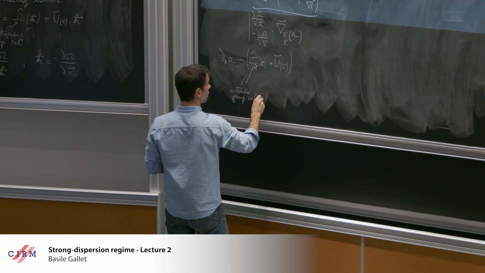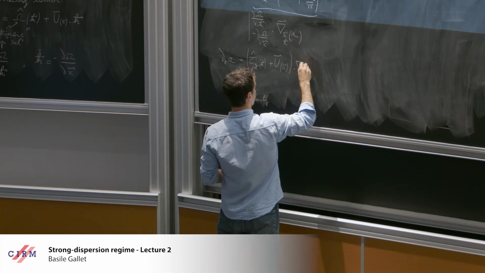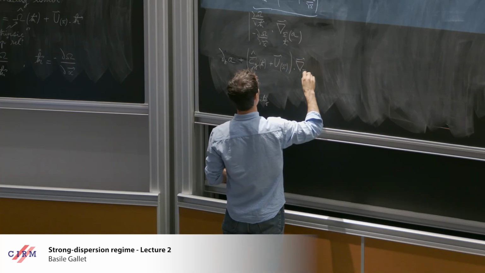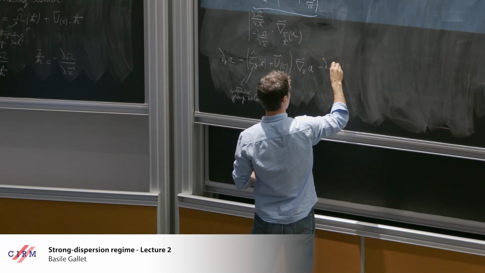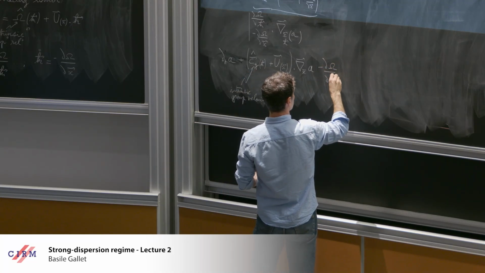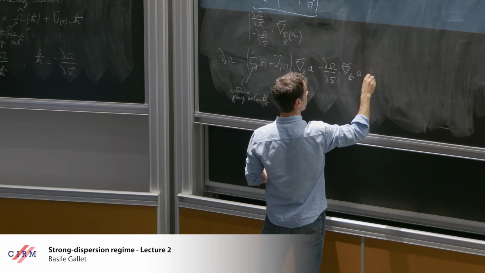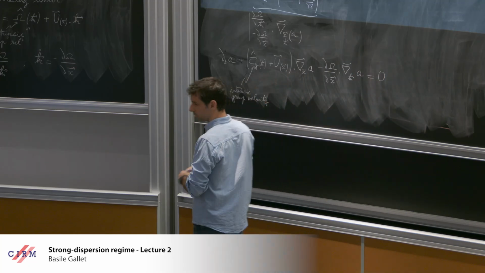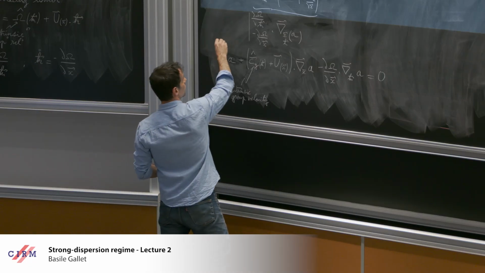Just take the derivative of the standard dispersion relation without background flow, dot gradient in x of A. And then you have this other term, minus d omega dx dot grad k of A. Okay, that's 0. And this is the Liouville equation.